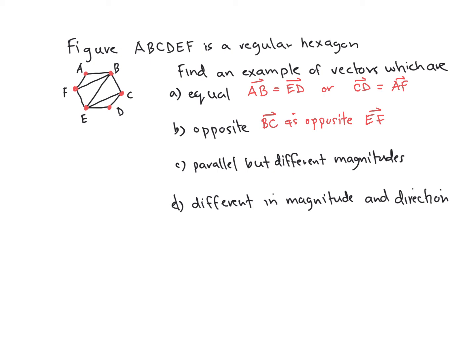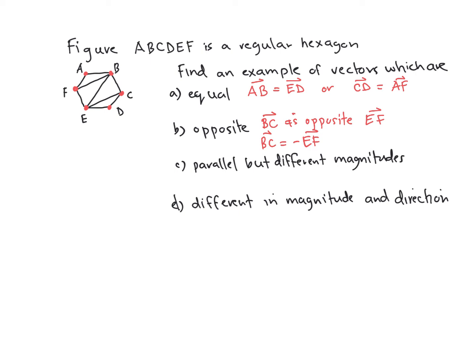Okay, so B to C is opposite to E to F, or I could say B to C is equal, if I wanted to actually write a true statement, I could say B to C is equal to the opposite of E to F. So the opposite of E to F would be F to E. So B to C is equal to F to E, or B to C is equal to the opposite of E to F.